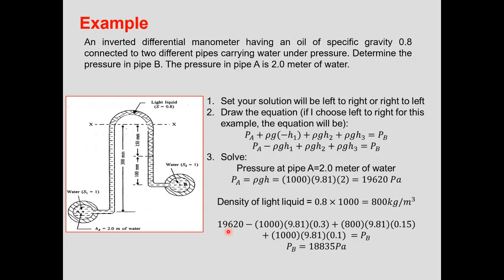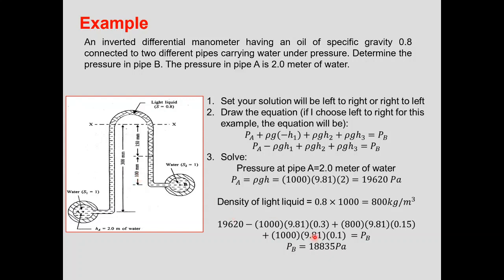PA equal to 19,620 minus rho g h. For the first liquid here, rho is 1000, okay, because it is water. g is 9.81, and the h is 0.3. Okay, for the second point, the density is 800, and then g is 9.81, and h is 0.15. Okay, for the third fluid, the density is 1000 again because it is water. g is 9.81, and the h is 0.1, so equal to PB.